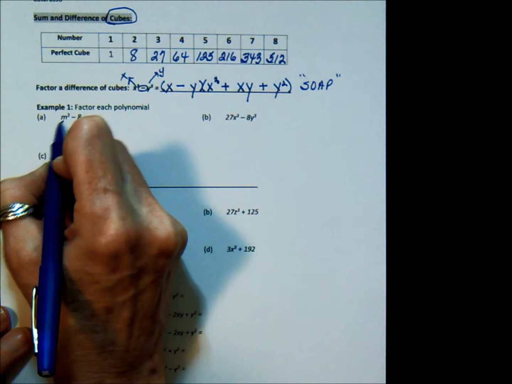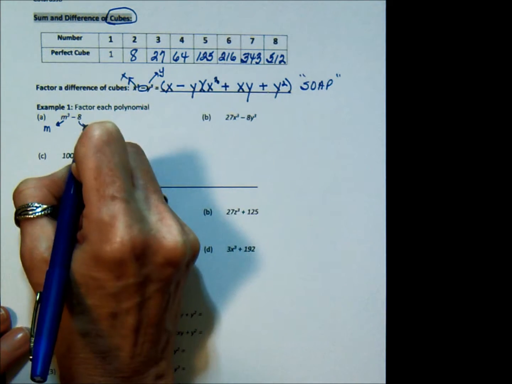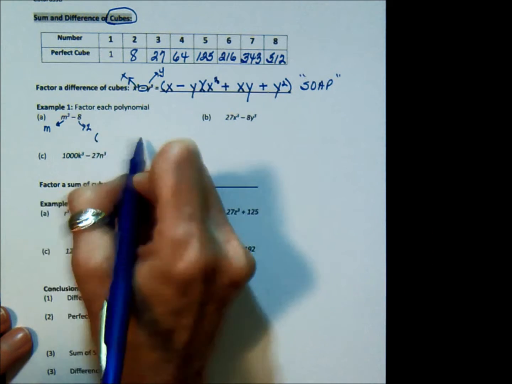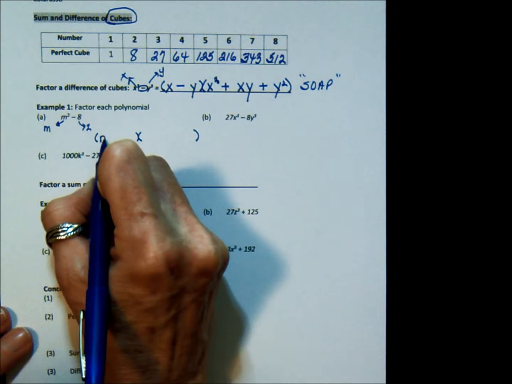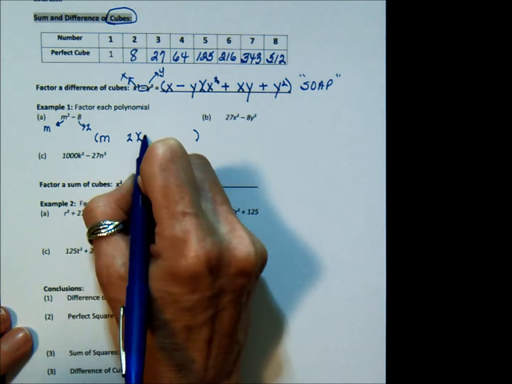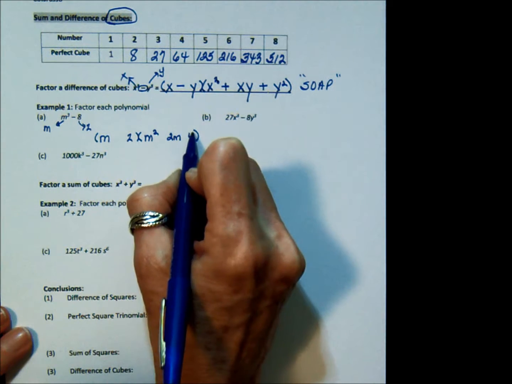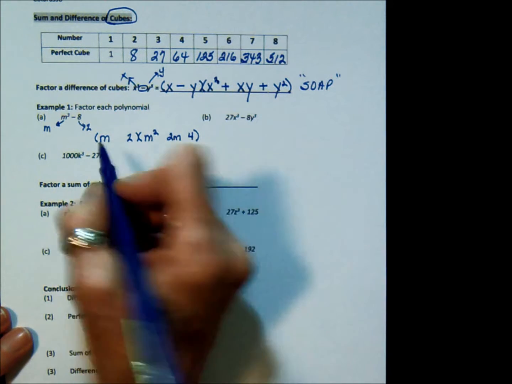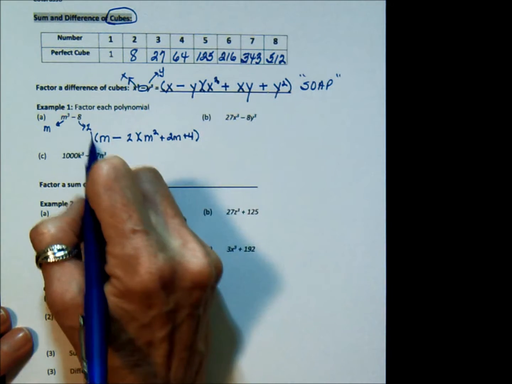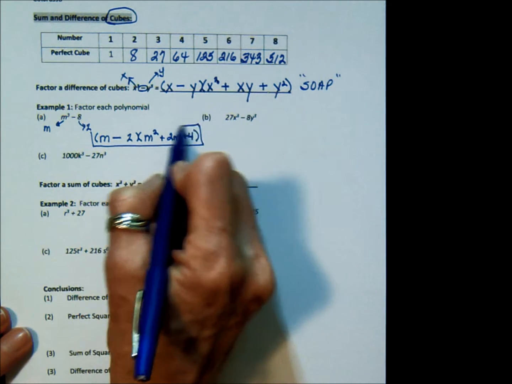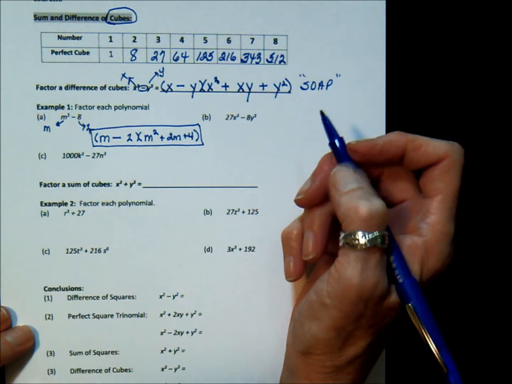So here, what got cubed in example 1a is an m and a 2. So when we write our short parentheses and then our long, we're going to have first, second. First one squared, multiply them together, second one squared. Now we do our signs, same, opposite, always positive. And that is the factorization of m cubed minus 8.